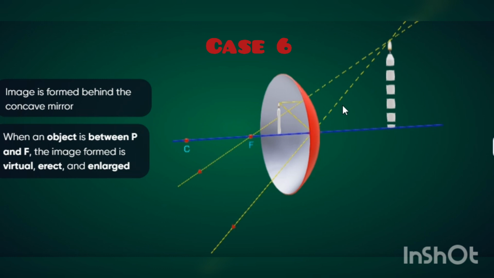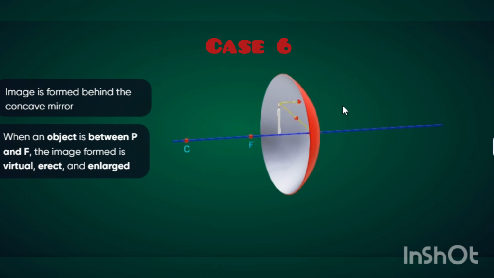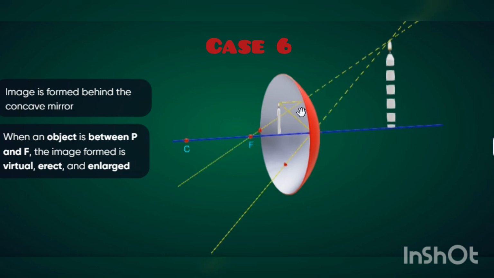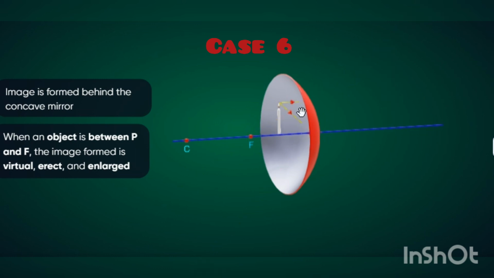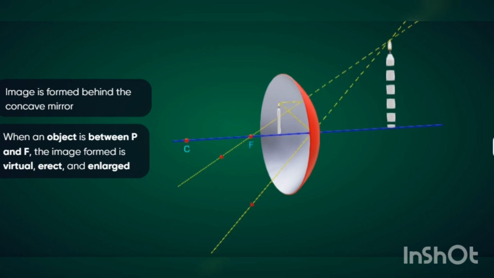So what is a virtual image? A virtual image is formed when light rays coming from the object only appear to meet at a point when they are produced backward, but they do not actually meet. Okay. So this is the only case when a virtual image is formed in case of a concave mirror.